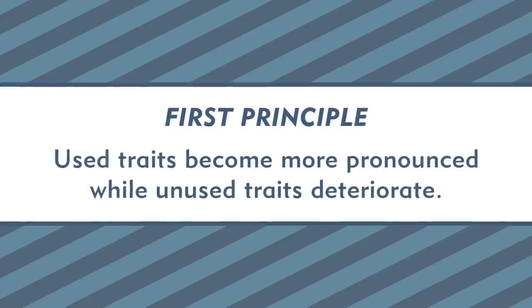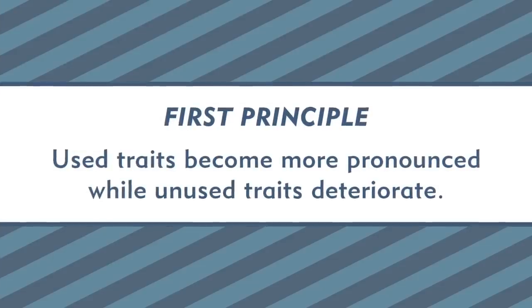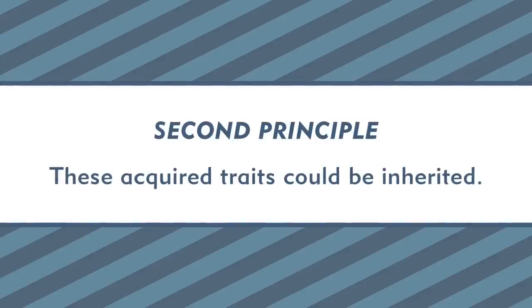In his mechanism, he mentioned two principles. First, that used traits become more pronounced, while unused traits deteriorate. And second, that these acquired traits could be inherited. That second part is what made myself and others in my ninth grade biology class laugh out loud when our teacher mentioned Lamarck's ideas. We were all like, yeah, cool, Lamarck, because if you chop off someone's arm, they're totally gonna have babies with only one arm.